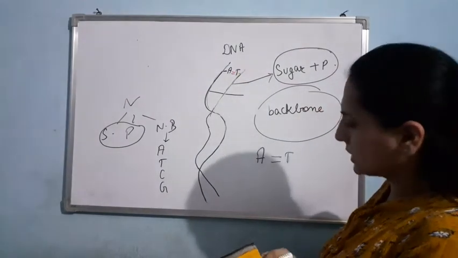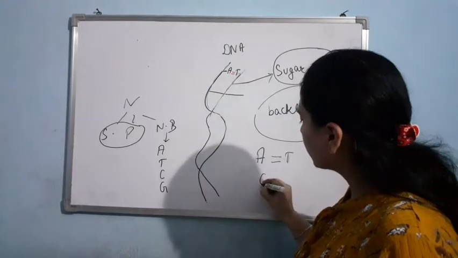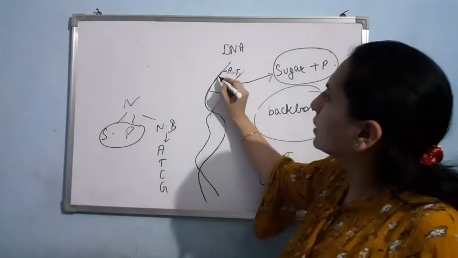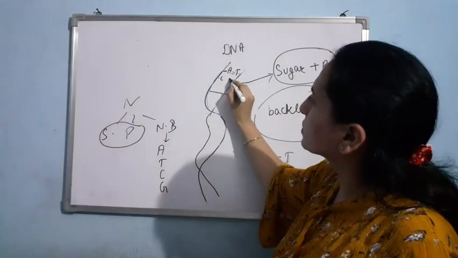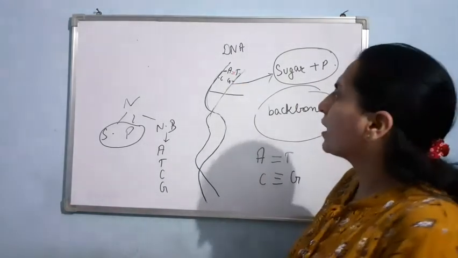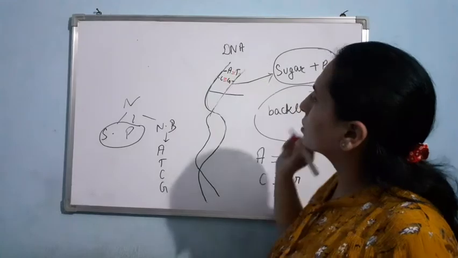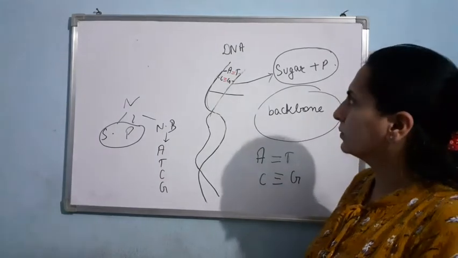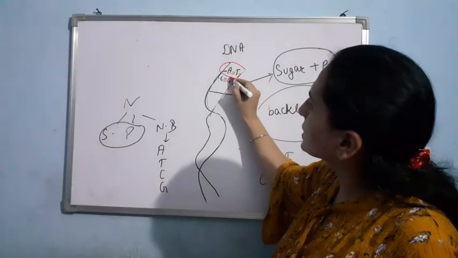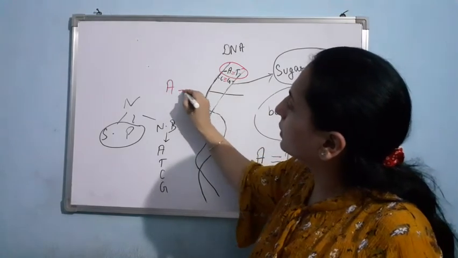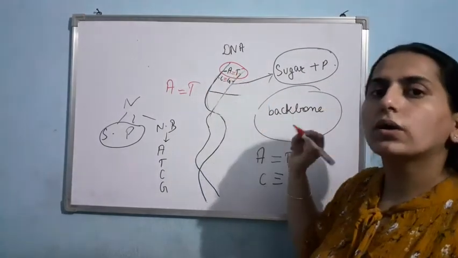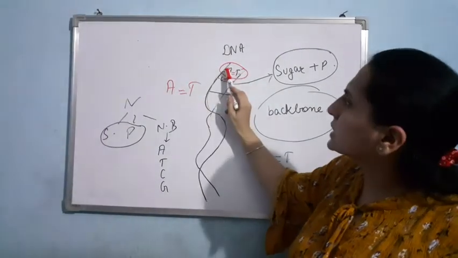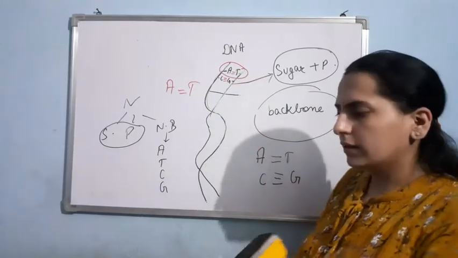Now let us talk about the second. C always pairs with G. And how many bonds do they make? 3. Suppose here I have C, then here I must have G. And between these two we have how many bonds? 3 hydrogen bonds. Am I clear? In this way it will keep on going. Now one thing: this A double bond T is known as a nitrogenous base pair. Pair, you understand too. This is a nitrogenous base pair. Clear?